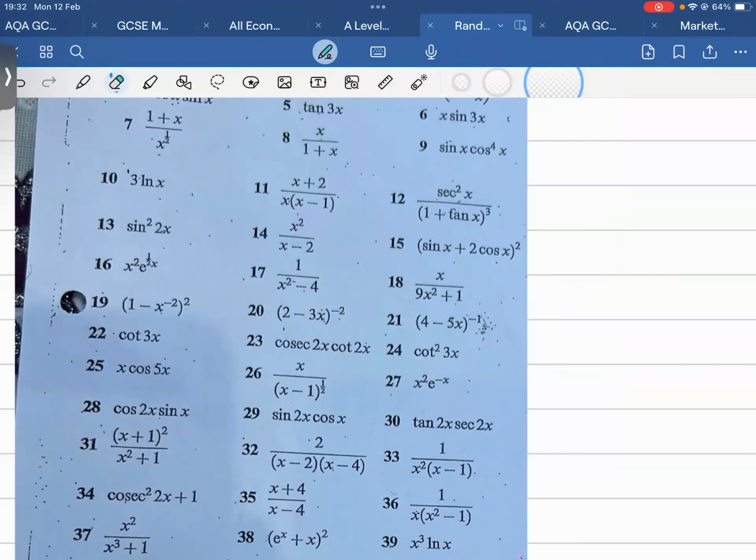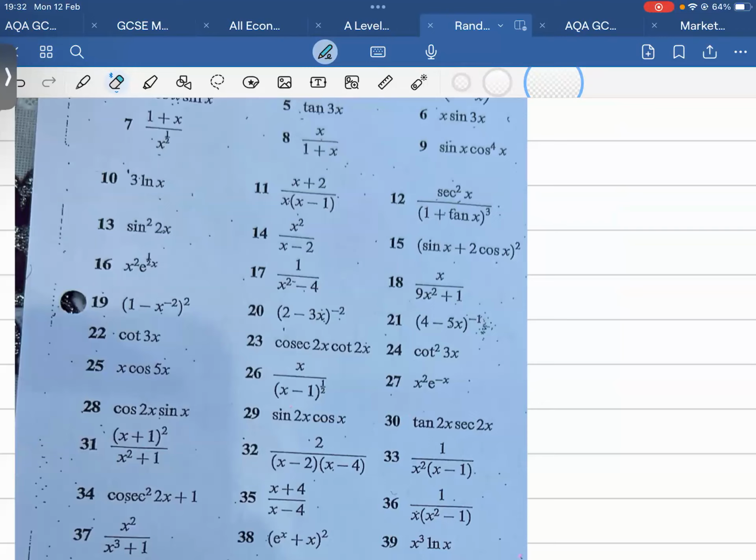What would 19 be? That's also substitution. It's squared. What do you do if it's squared? You just expand it. Year 12. Exactly, good. So 16 is parts. 17 is partial fractions. But you can maybe try and use reversion. I'm not sure if it will work. 18 is substitution. 19 is expand, year 12.